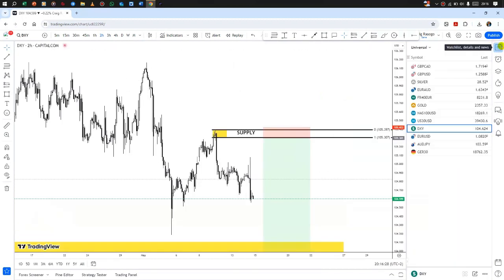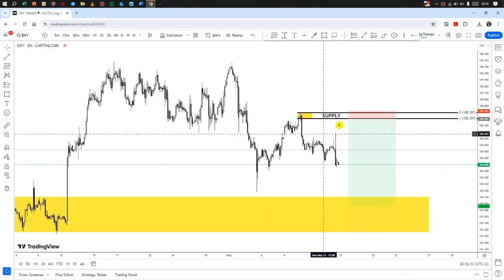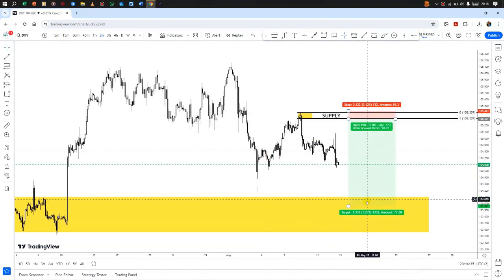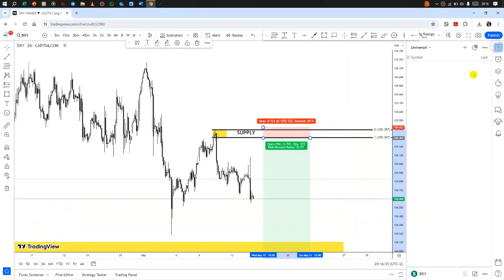So that's what we have on dollar index. As you can see, that's our supply zone. You can hold it up until this level here with a risk reward of 1:10. Okay, so let us go to the next pair.